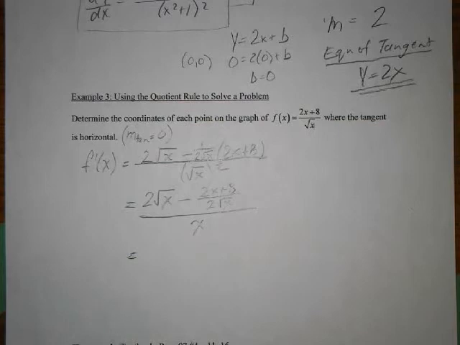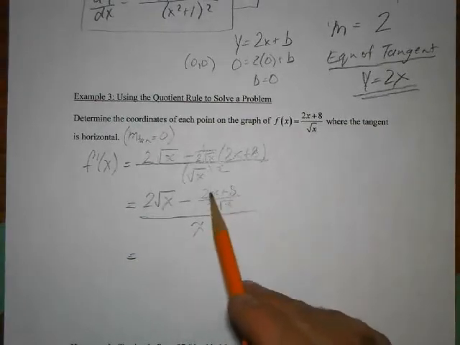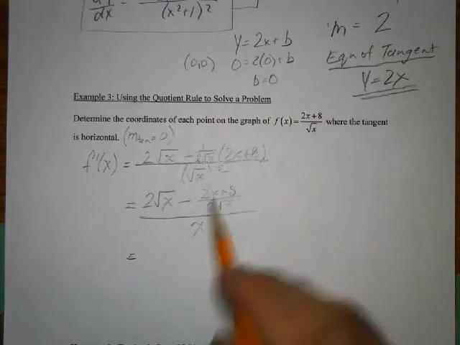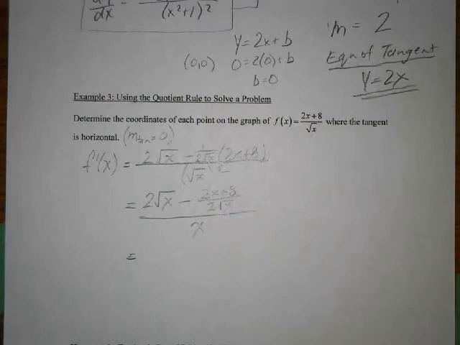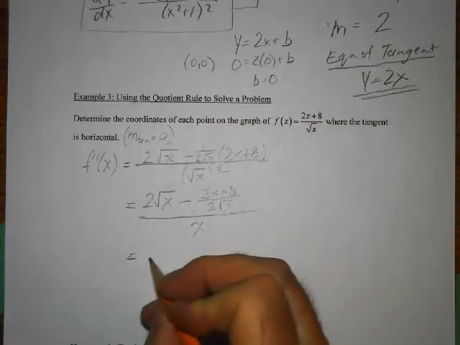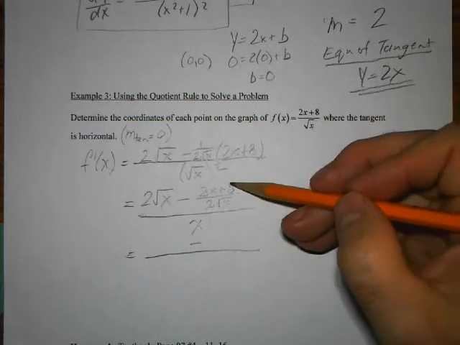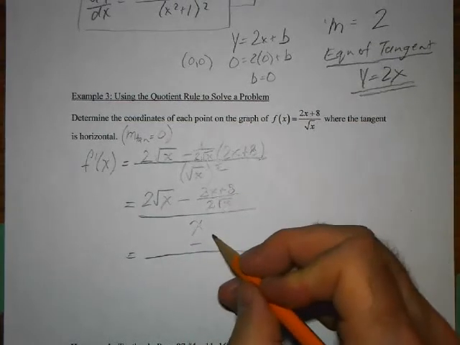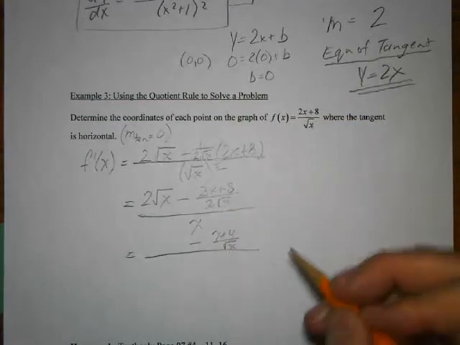Okay, now you can do some simplifying here. We can divide everything here by 2, the 2x, the 8, and the 2 root x, and we're just going to get, I'll do that part first, okay? So that's going to be x plus 4 over root x. That's just dividing everything by 2.